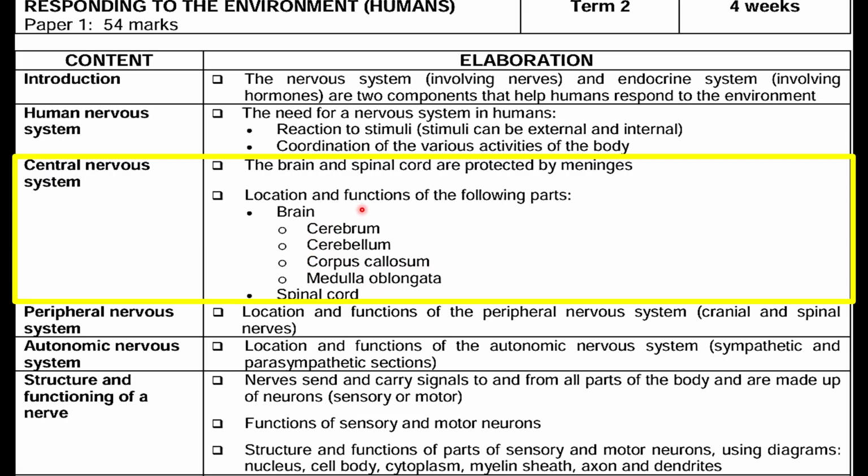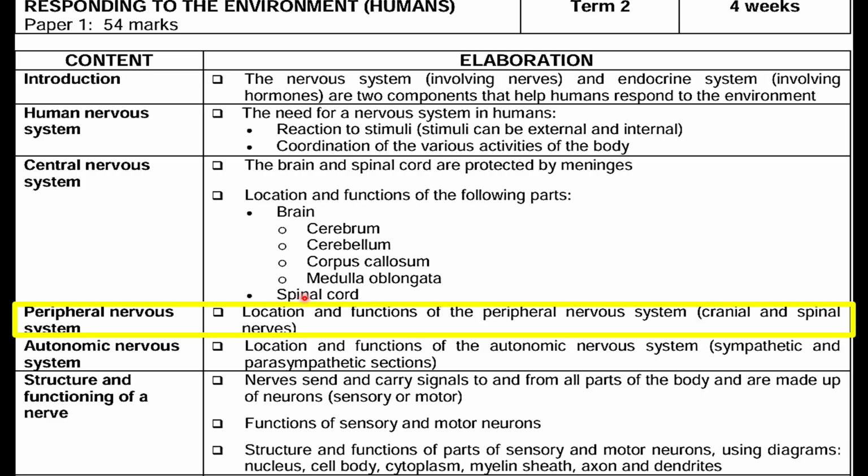And then secondly, you have to know their functions. So not just one function. Functions, meaning you have to know more than one function of each. I think there should be two or three things you know about each of these structures. And then lastly, you have to know the location of the spinal cord and also its functions.